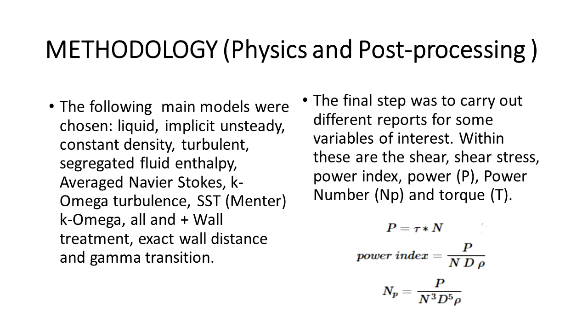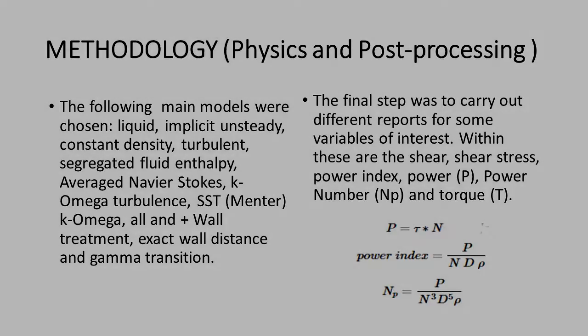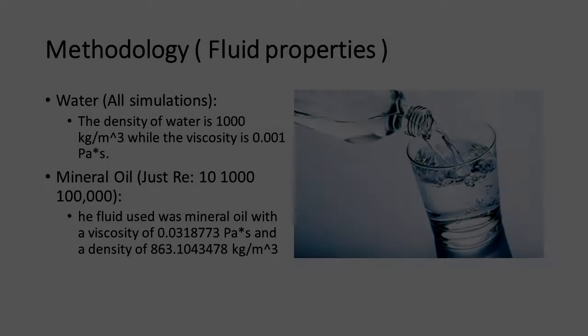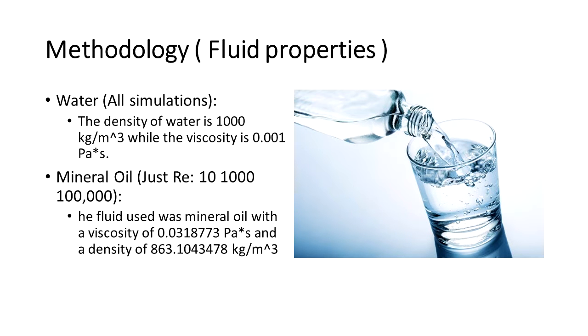We used every report given in the guide for the project and carried out every report needed for the analysis. K omega was used as a model instead of K epsilon because it tends to be more exact near the walls of the surfaces. We used water and mineral oil with the given viscosities and properties for the simulations.